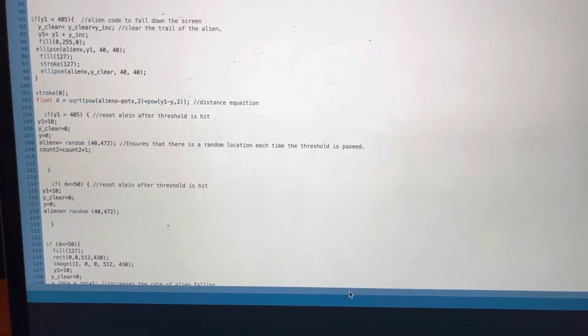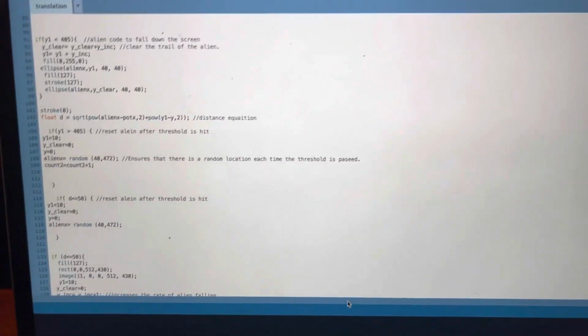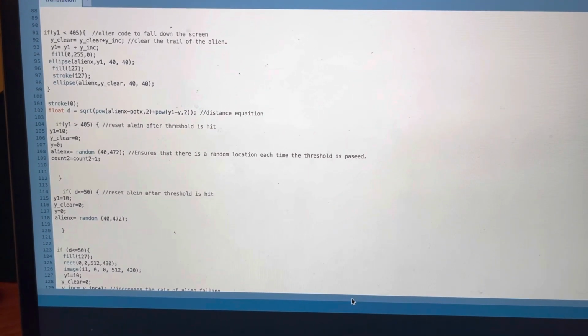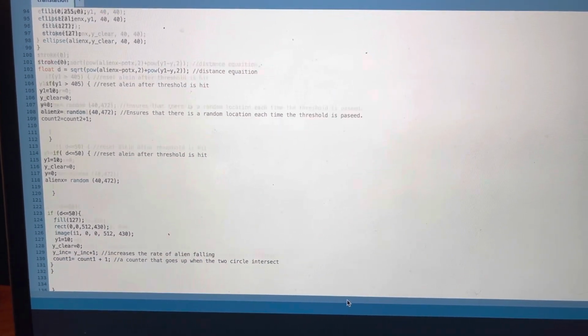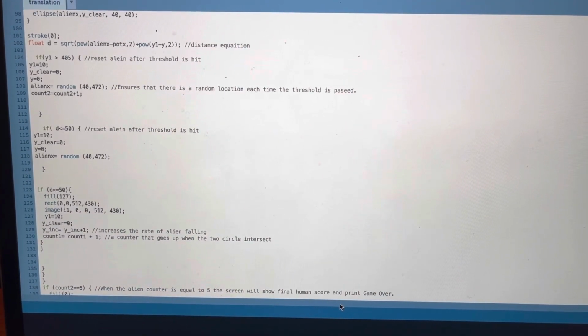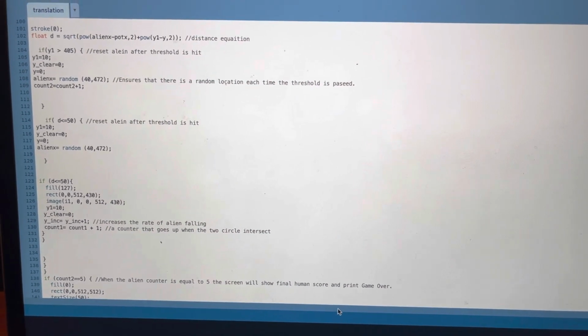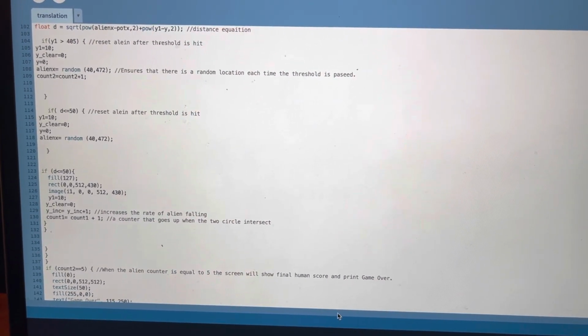If the alien reaches a specific threshold, you want to reset it. And then I did the distance equation to encompass when they touched. And then if it's a hit, reset once again.